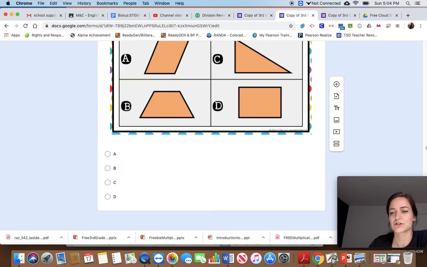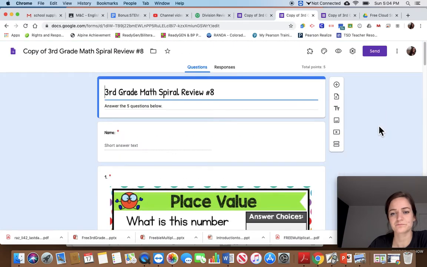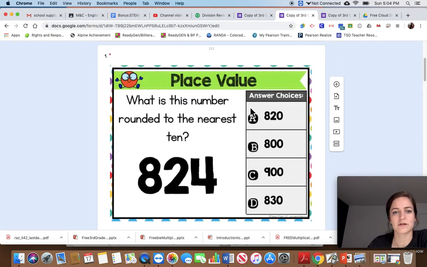All right, so now we're going to try on this one too. So let's look at this one. What is this number rounded to the nearest 10? So we're not rounding to the nearest 100 anymore. I want you to round to the nearest 10. Pause the video, write down your answer, and click play when you're ready to find out the answer. Go.